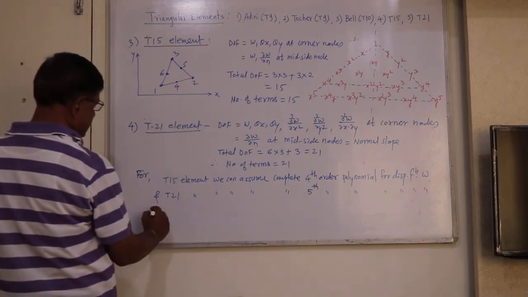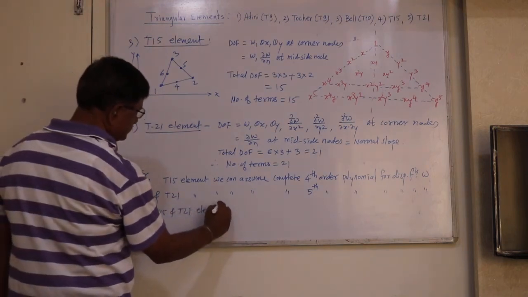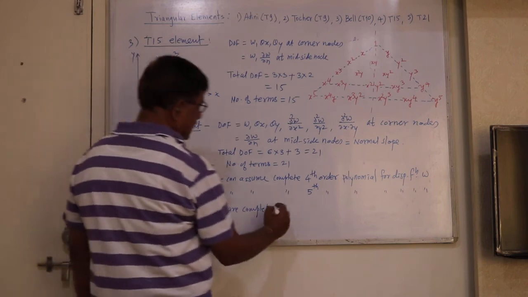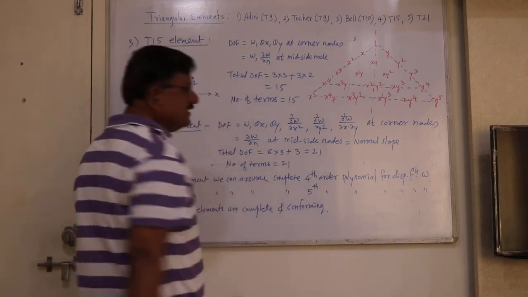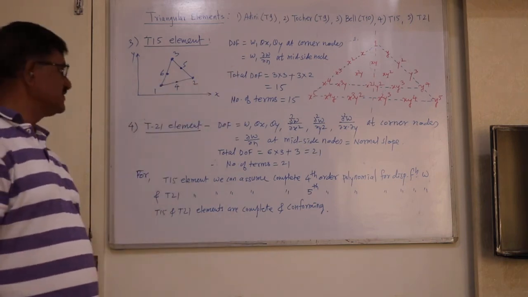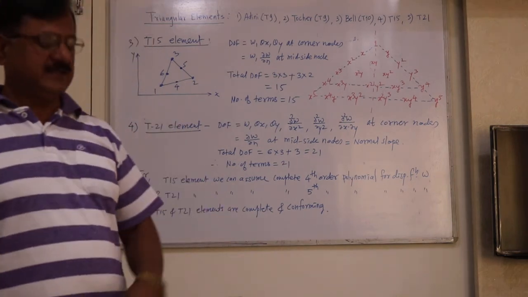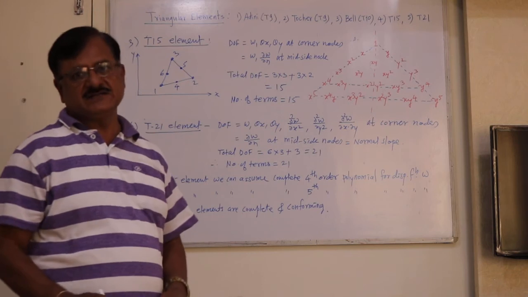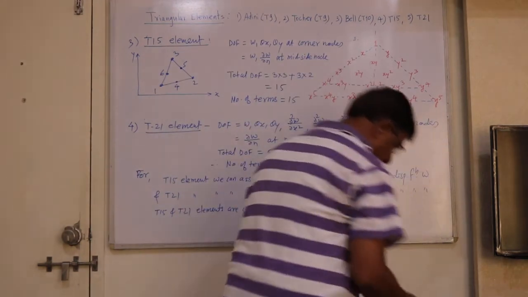So T15 and T21 elements are complete and conforming. So they give us more accurate results as compared to other triangular elements. So this is about the various types of elements used for plate bending analysis. So we have finished the plate element analysis part. Now in short, we will see the shell elements also.